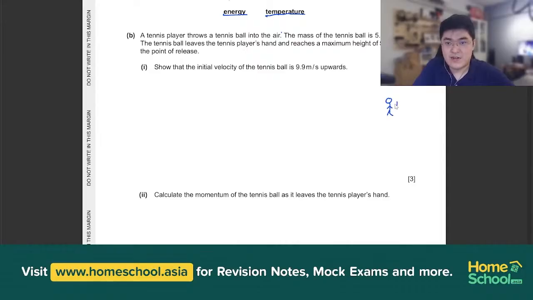He throws the ball. Is it he or she? He throws the ball upwards. They throw the ball upwards, right?